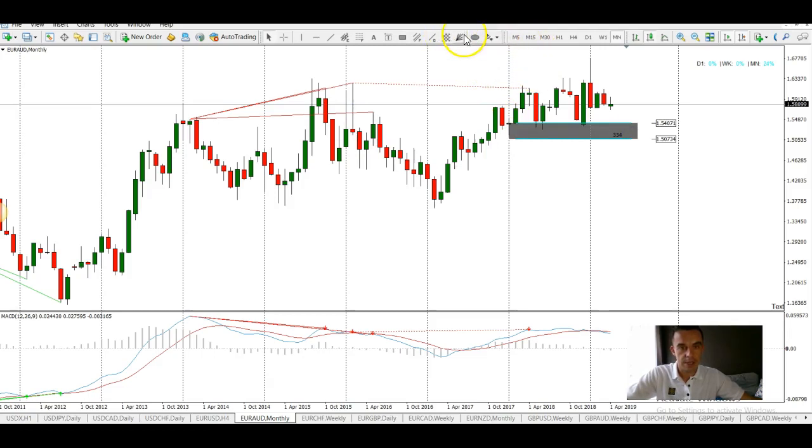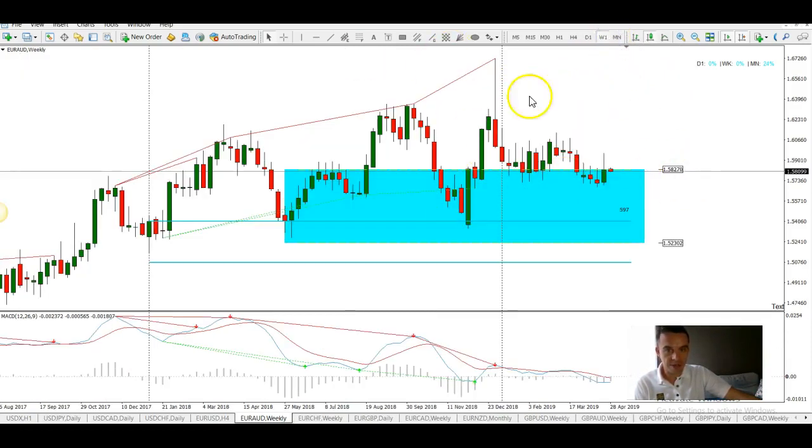Some control, just test it. This area here caused this swing high here. You kind of say, okay, and this swing high hasn't caused anything yet. Okay, so we're just in this period of accumulation. So monthly, nothing really much happening.